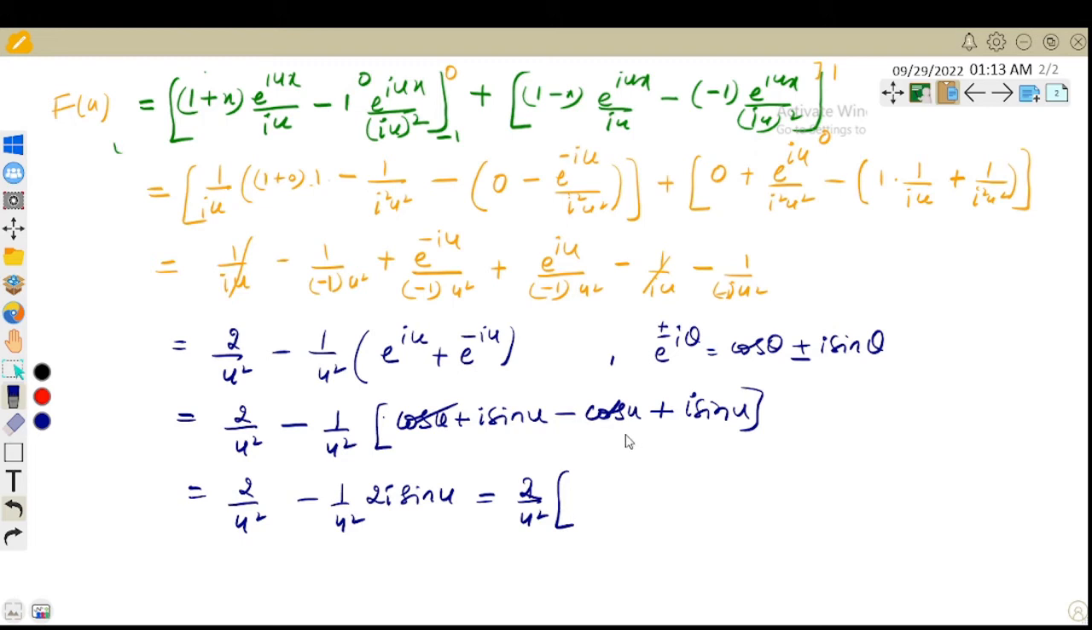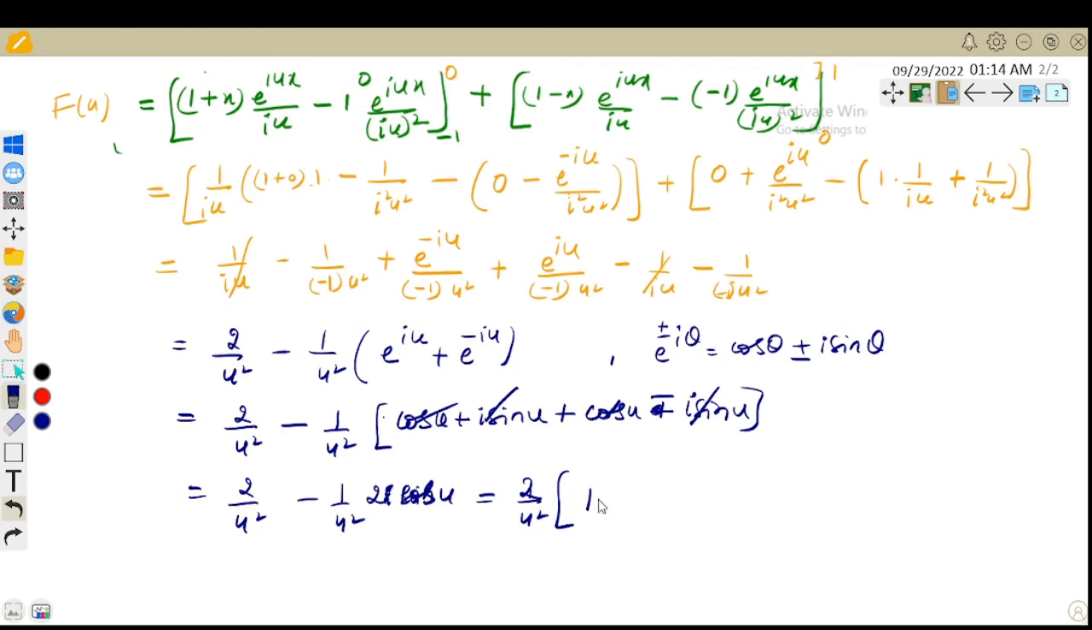You can take 1 by u square outside or 2 by u square outside. Since it is positive, so this is a minus sign. So here plus i sin u minus i sin u get cancelled. Okay, so this is cos u plus cos u is 2 cos u.